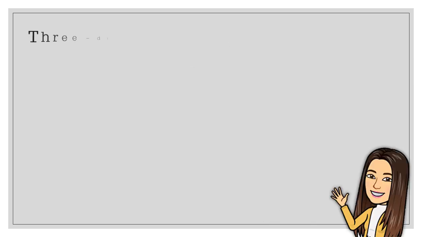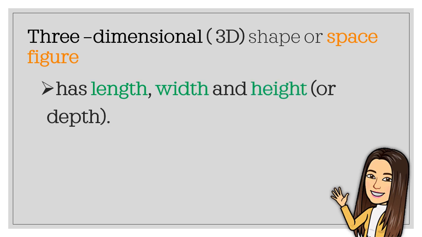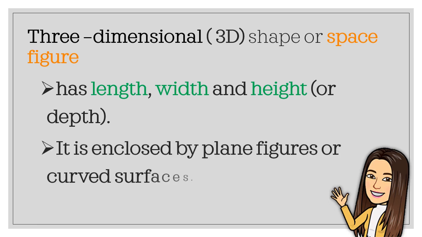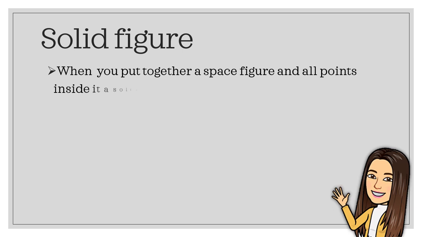Now let us go to three-dimensional or 3D shape or space figure. It has length, width, and height or depth. It is enclosed by plane figures or curved surfaces. When you put together a space figure and all points inside it, a solid figure is formed.